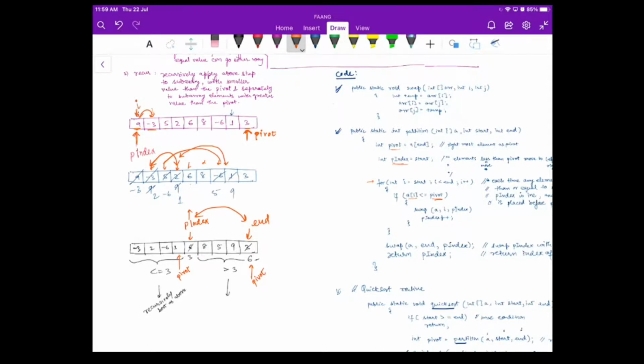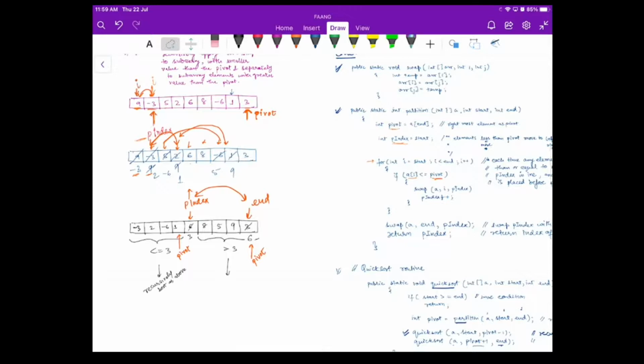Okay, so when the value of i is here and the p index will be there itself at the start, then we are going to swap it. Okay, so we will swap it. It will be like -3 and 9. Okay, and then we will increment the p index. So p index will move from here to here. Okay, now similarly it will iterate through the whole loop. So this will happen. Here we will get -3.